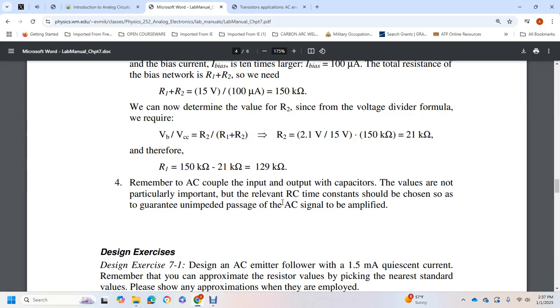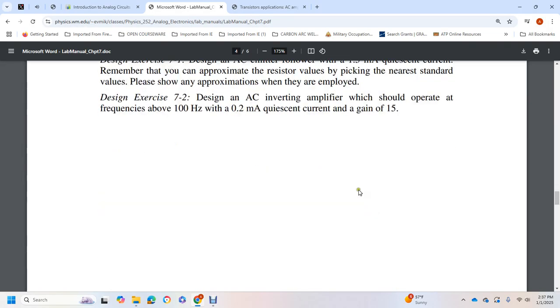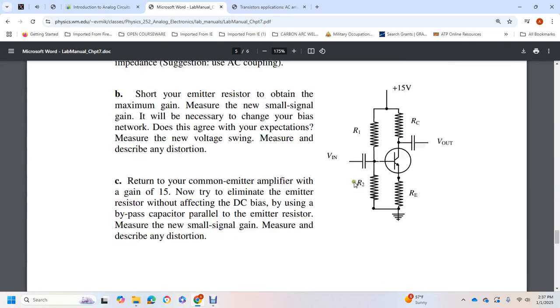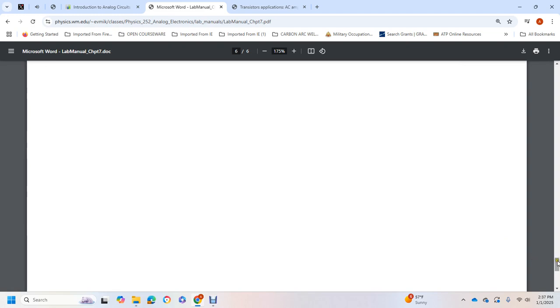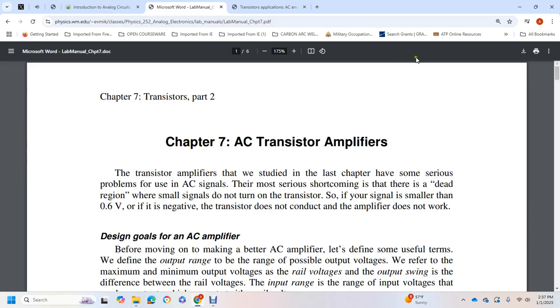Remember the AC coupling with the input and output capacitors. The values are not particularly important. Relevant are the RC time constants, which should be chosen to guarantee unimpeded passage of the AC signal to be amplified. And then it goes into some design exercises in the lab. And these were the notes from Chapter 7 of AC transistor amplifiers.